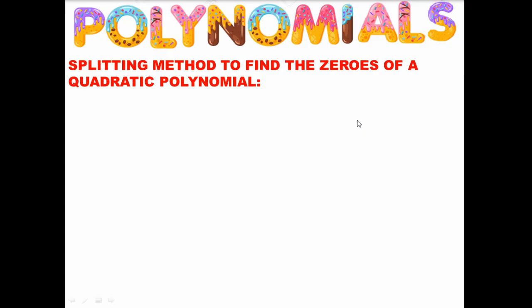Okay, in our previous video, we have seen what are zeros of a polynomial and what is their geometric meaning. Now we are going to see how to find the zeros of a quadratic polynomial, and I am going to explain the splitting method to find the zeros of a polynomial. I'll explain it in a clear, step by step way, so listen carefully, as this will be very helpful for you to solve problems in your exercise 1.2, right?